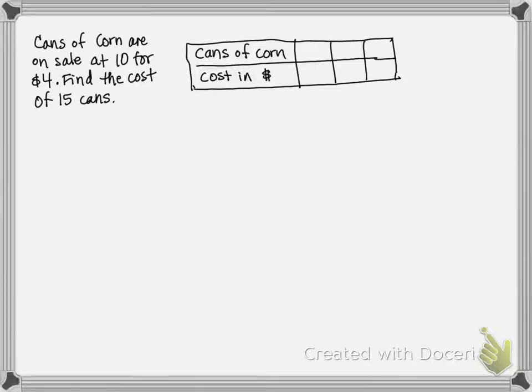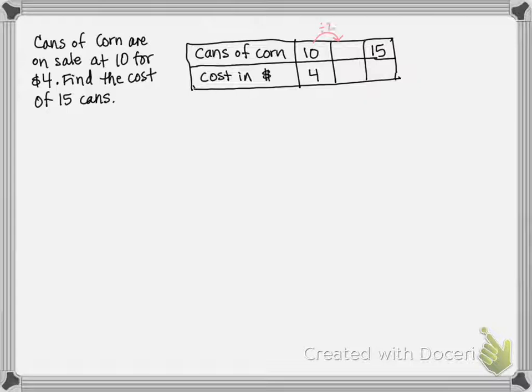So now the good thing about writing those words, it's going to help me place the numbers in the right spots. So cans of corn are on sale at 10 for $4. So 10 is cans. So you put the 10 with the cans of corn, and the $4 would be with the money. And then it says find the cost of 15 cans. So I got to make sure that I put 15 in the can row. So it's going to go up here. And yeah, I cannot get 10 to become 15. Okay, so here's what I'm going to do. I'm going to scale back because I noticed that 10 and 4 are even.